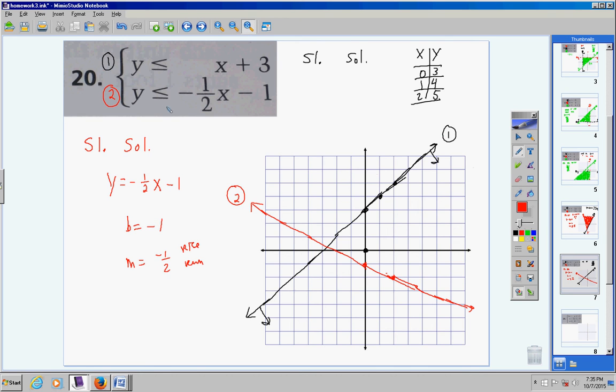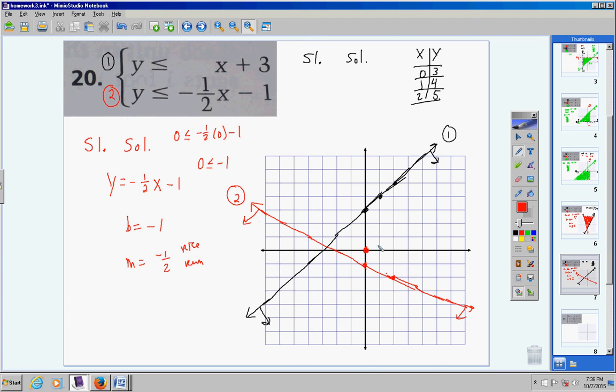Now let's test 0, 0 for the red line, okay? So put a 0 in for x and y. 0 is less than -1/2 times 0 minus 1. 1/2 times 0 is 0. 0 minus 1 is -1. 0 is less than -1, excuse me. That is not true. 0 is greater than -1, not less than -1. So this point is false. So we're going to shade away from 0, 0, downward, okay?